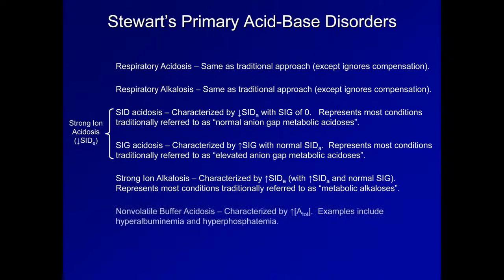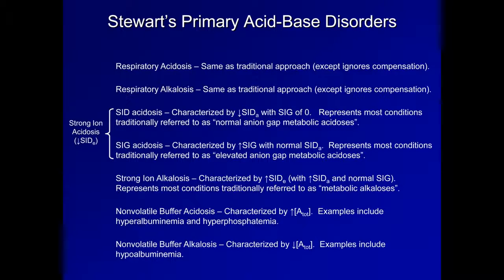Next is non-volatile buffer acidosis, characterized by an elevated A total. Examples include hyperalbuminemia and hyperphosphatemia. Finally is non-volatile buffer alkalosis, characterized by low A total, as would be seen in hypoalbuminemia. There is no correlate to the non-volatile buffer acidosis and alkalosis in the traditional and Copenhagen model.